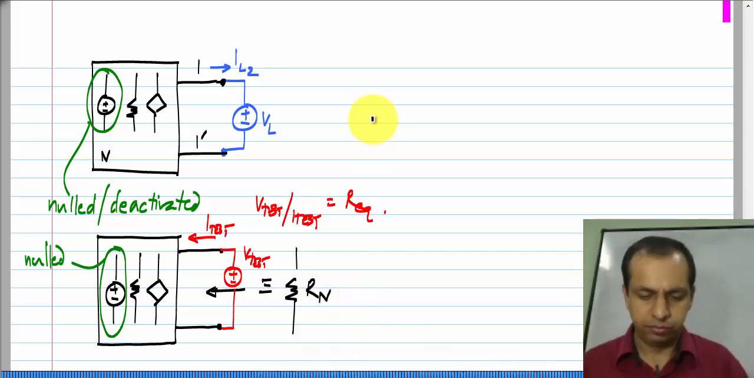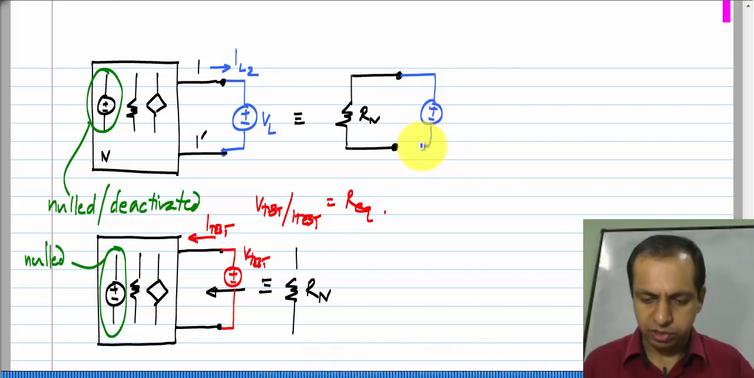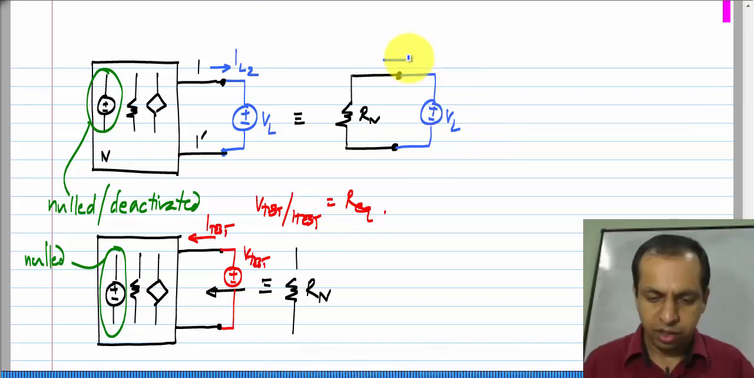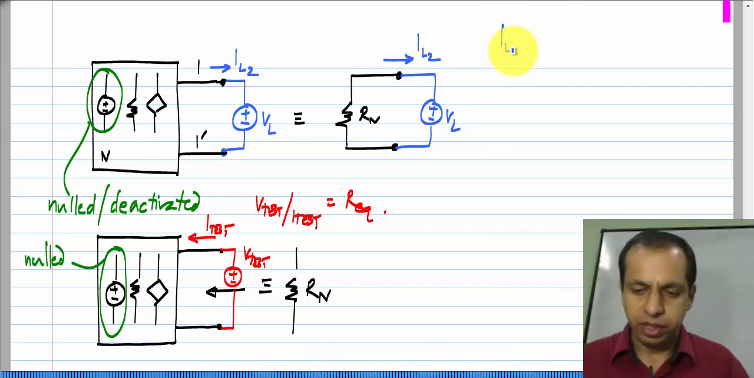So, this is equivalent to having the Norton resistance R n, and it is driven by this V L, and I am measuring I L 2 in that direction. So, clearly I L 2 would be minus V L divided by R n.